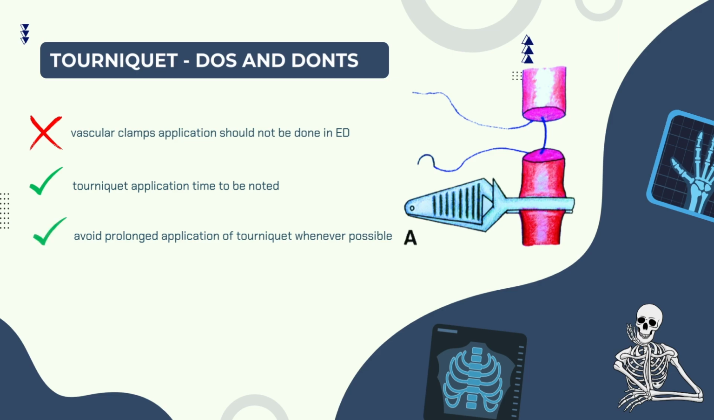a vascular clamp. Then tourniquet application, whenever it is done, the time should be noted and avoid prolonged application of the tourniquet whenever possible. If an extremity is severely mangled, that we know that it is not going to be replanted, or reconstruction is not possible, then a removal of the tourniquet is not recommended.